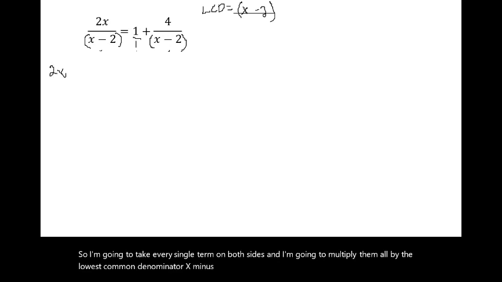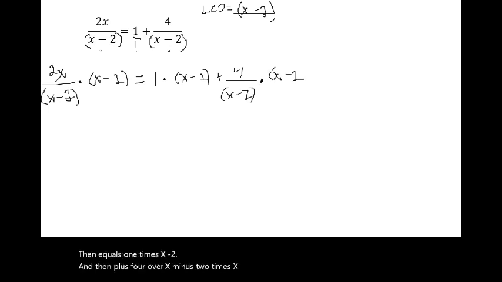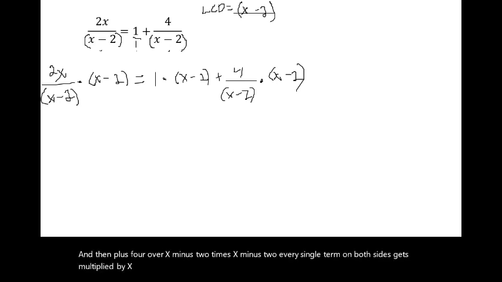So I have 2x over parentheses x minus 2. I'm going to multiply that by x minus 2. Then equals 1 times x minus 2, and then plus 4 over x minus 2 times x minus 2. Every single term on both sides gets multiplied by x minus 2. And then I'm going to simplify as much as I can.